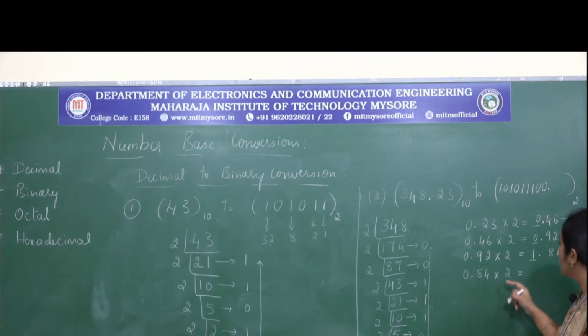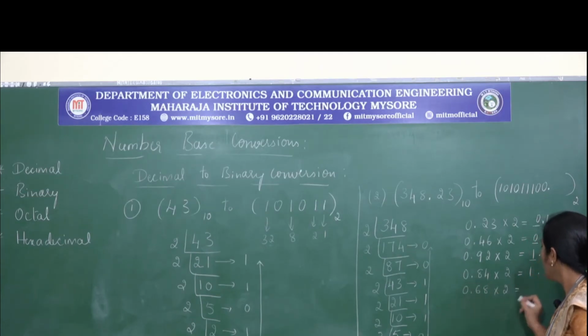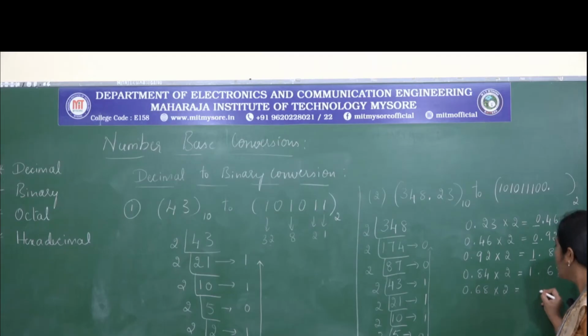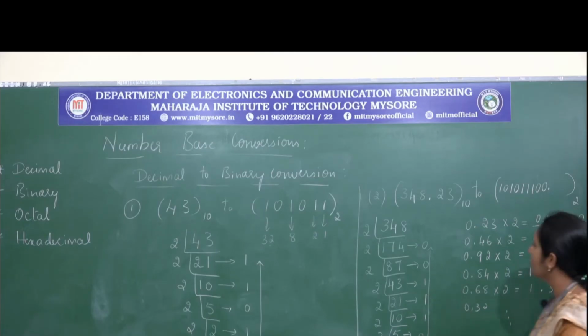dropped here. Yes, now 0.84 into 2, so 4 2s are 8, 8 2s are 16, so we are going to get 1.68. So you need to record the digit as 1, and for the next step you need to send only 0.68. Again here we will be getting 16, 1 carry, so 12, 1.36, yes, record 1 and send 0.32. So this can be continued further.